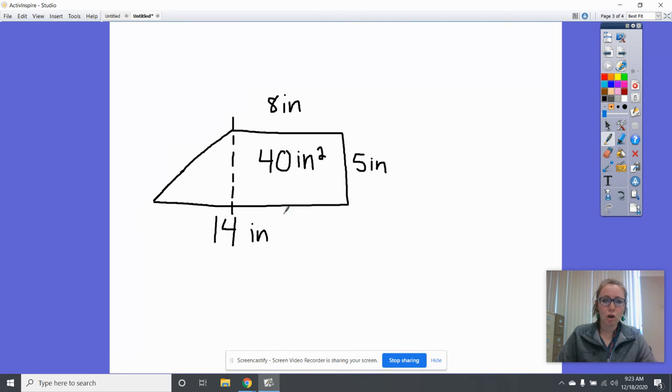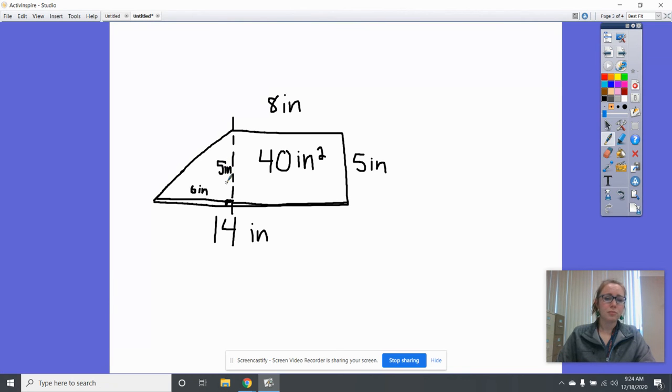We know that all the way across the bottom of this shape was 14. But we also know that this part right here is 8. So we can solve for this part over here. We just do 14 minus 8, and that equals 6 inches. So this length right here is actually 6 inches. Now, this dashed line, the other side of the triangle, makes a 90-degree angle. So here we have our base, and here we can have our height. Well, it's just the height of the rectangle, which happens to be 5 inches.